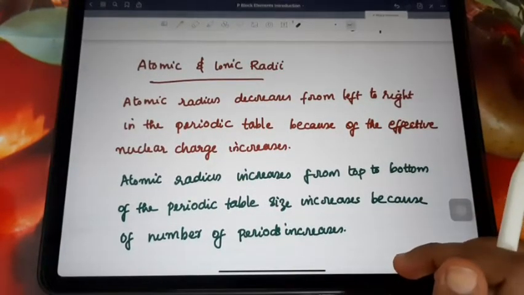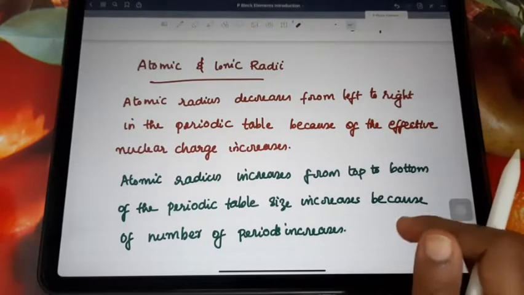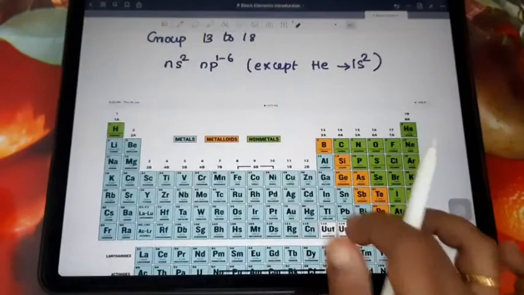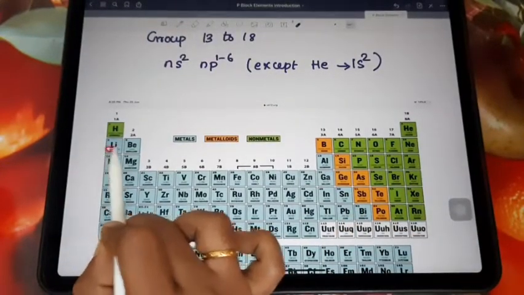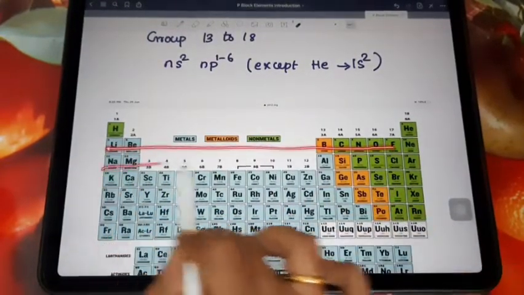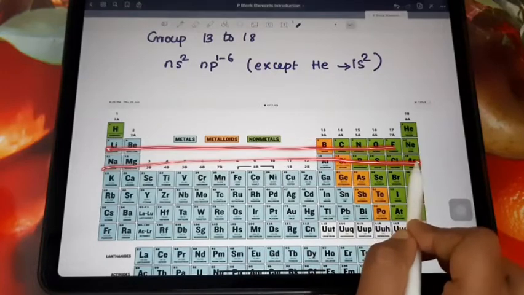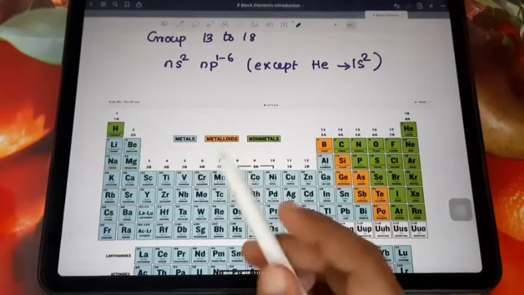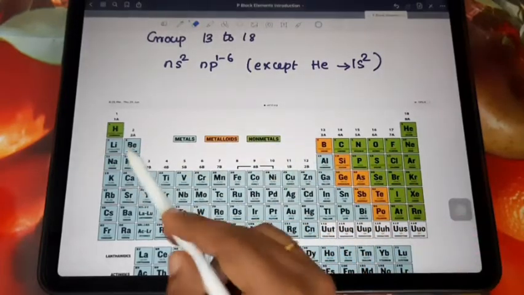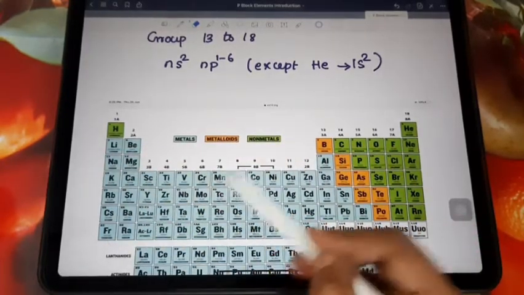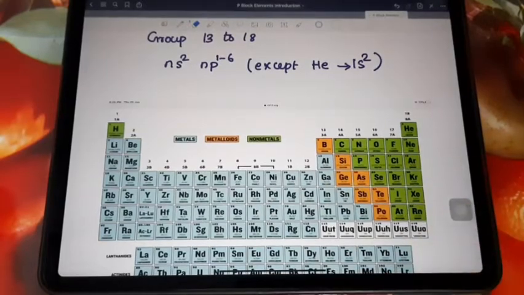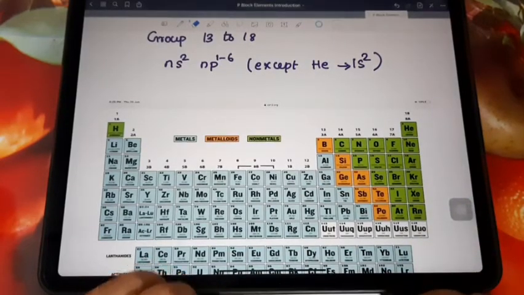Atomic and ionic radii, about that you studied from the 10th standard onwards. I will show the periodic table again here. From left to right in the periodic table, you can see that atomic radii decreases, or atomic size decreases. But when we are going down the group, what will happen? It will increase. Why? Because you studied the reason.